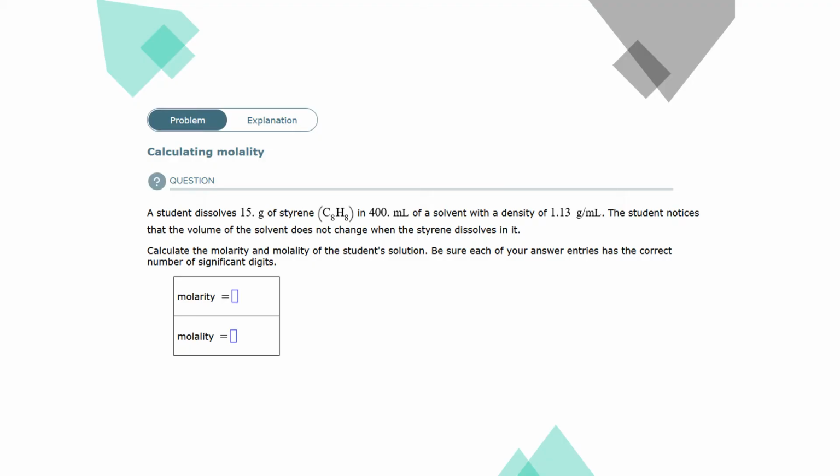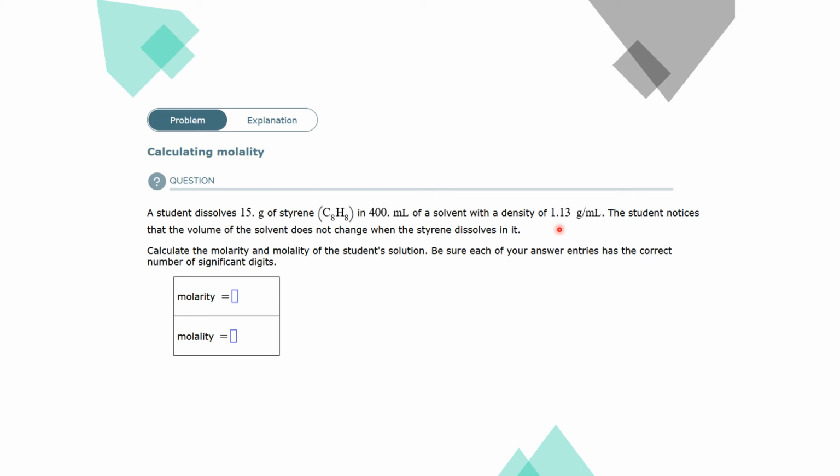Now I want to show you an ALEX problem, which is a little bit different, a little bit of a twist on the things that we've been doing, but essentially all the same concepts. So we're told that a student dissolves 15 grams of styrene, C8H8, in 400 milliliters of solvent with a density of 1.13 gram per milliliter. Now it's careful to note here that this is the density of the solvent, not the solute. And you have to be careful there because that could really mess you up otherwise, right?